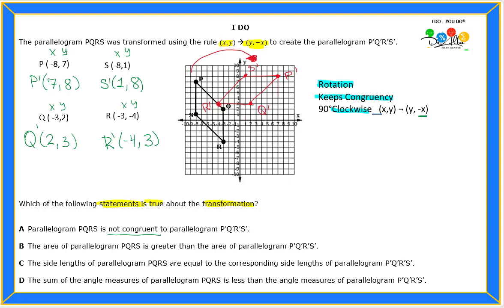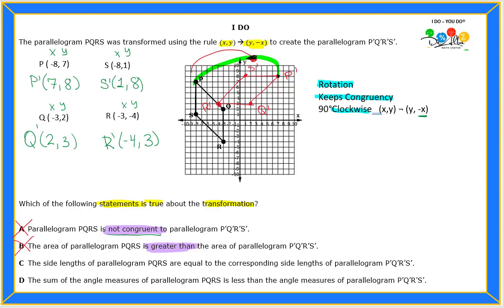Notice how this P goes from here all the way here. See that? It moves, and it follows that. S goes with S prime and so on. But I look at letter A, which says parallelogram PQRS is not congruent, and that's not true. I can see that they are congruent. Letter B, the area of parallelogram PQRS is greater. Could one have more area than the other? No, they are exactly the same.